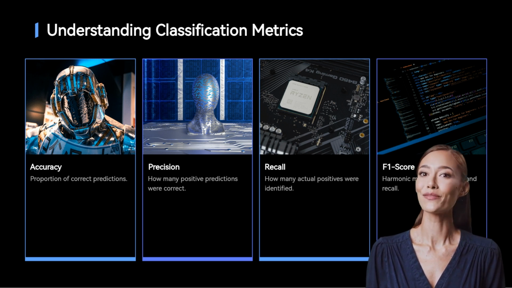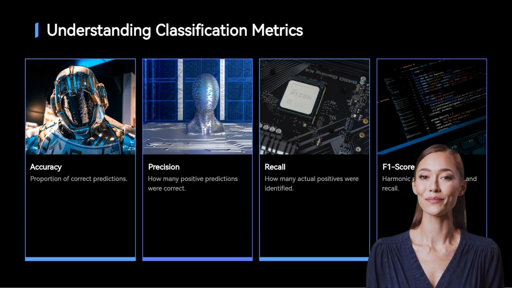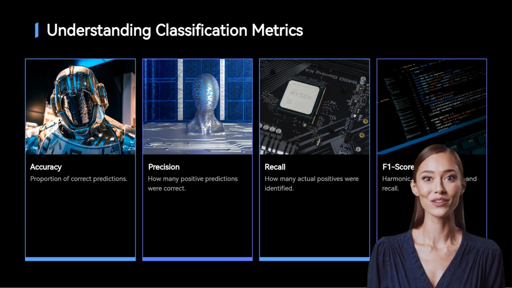F1 score combines precision and recall into a single number by taking their harmonic mean. It's particularly useful when the dataset is imbalanced, providing a balance between precision and recall. These metrics help determine the suitability of a model for imbalanced classes or situations where one error type, false positive or false negative, is more critical than the other.